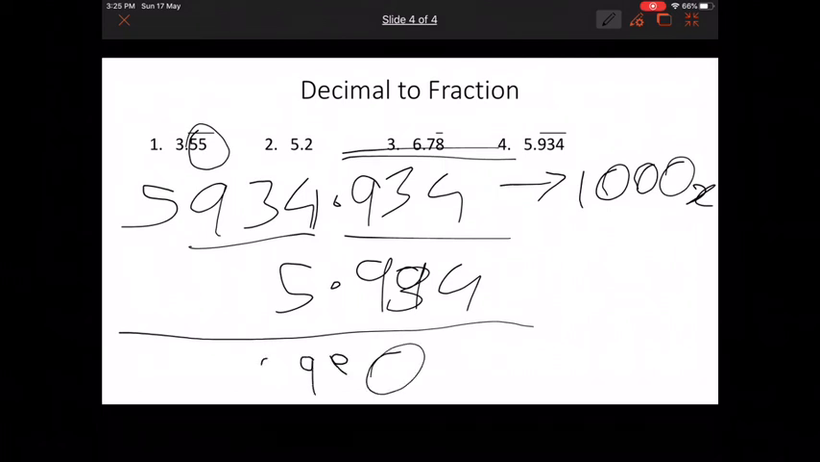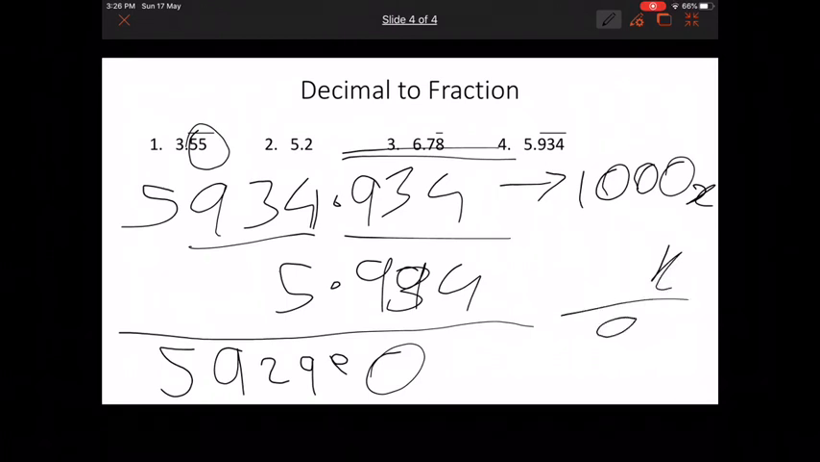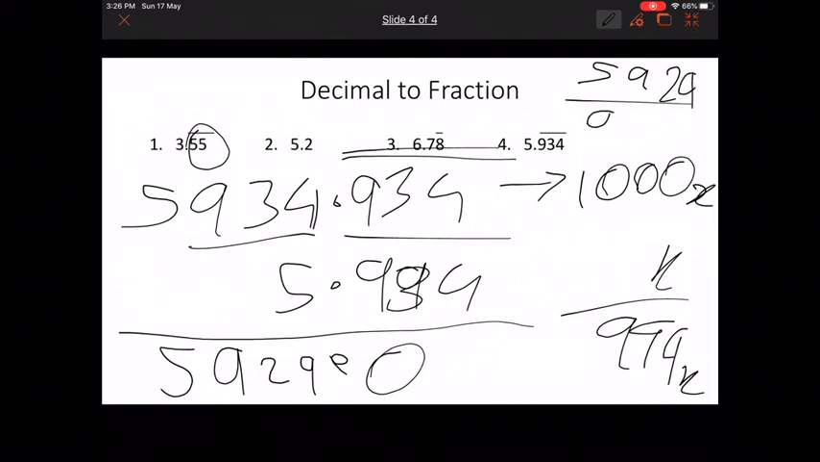It would become 0 if we subtract like this. It would become 5929.0, and this would be x. So it would give us 999x here. So the final answer would be 5929 divided by 999. This would be the answer.